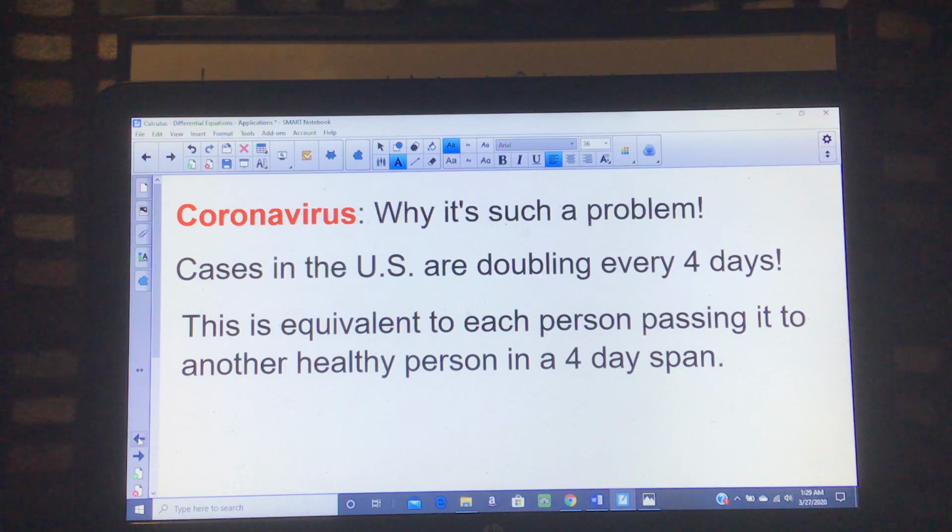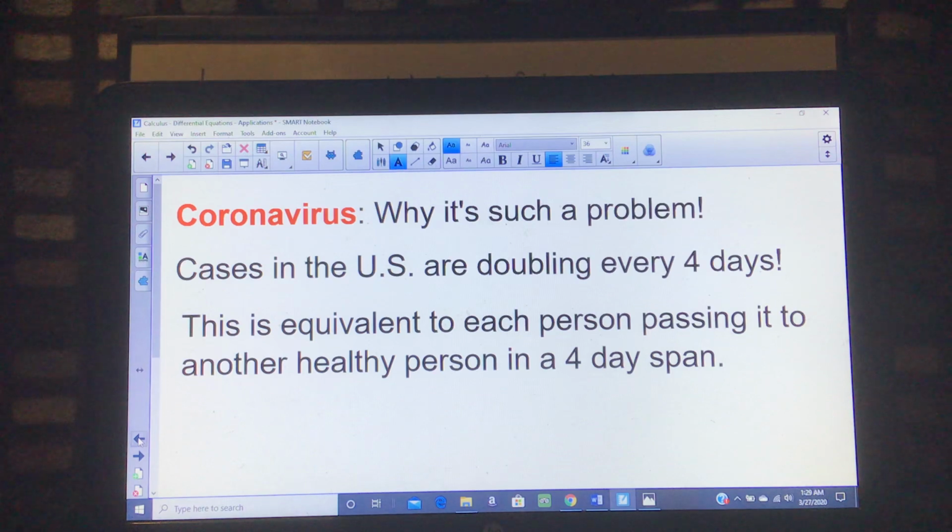So why is it such a problem? Well, I found a lot of information. There's a lot of data out there right now. And one of the things I found said that cases in the U.S. are currently doubling every 4 days. Even more scary, I found out, I don't remember what website, but it was today that they said in New York, it's actually doubling every 3 days. Now, luckily, most of the cases are still restricted to New York City, where our cases are growing even faster than the rest of the country.